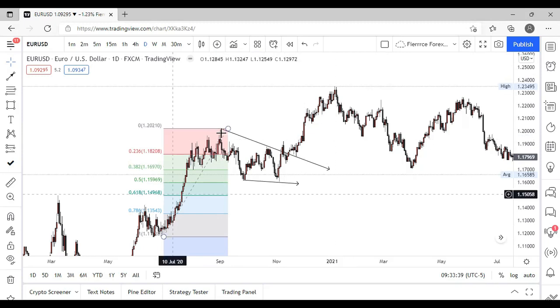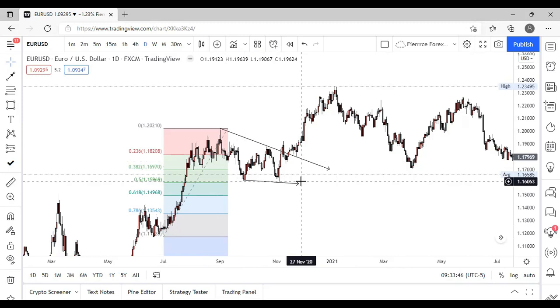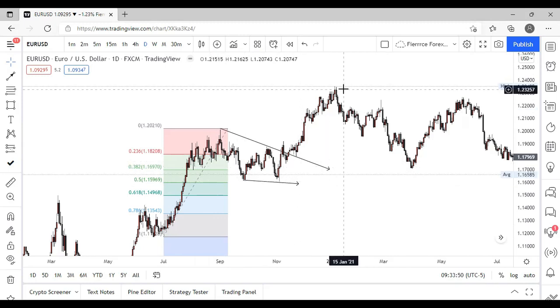We have the fib, which stayed above the 50%. And then we have a pattern, double bottom. And then we have a descending wedge. Those are three confirmations that we are still buying this market.